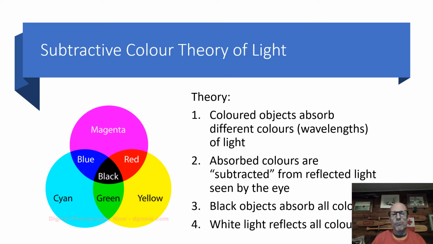Now, I just want to go through an example here to show you what we're really talking about. So here we go. These are your primary subtractive colors. Magenta is one of the primary colors on the outside, yellow is another, and cyan is the third. Those, my friends, are the primary colors of the subtractive color theory. When you look at blue, red, and green, those are the secondary colors according to the subtractive color mixing theory.